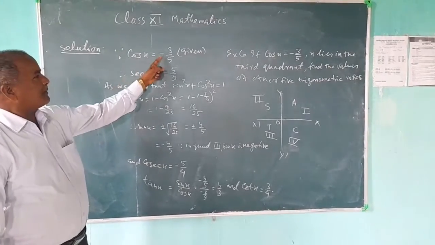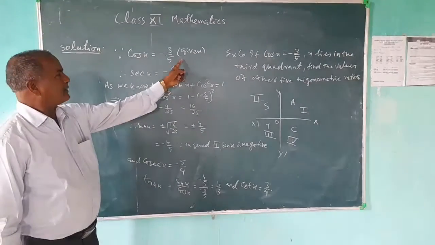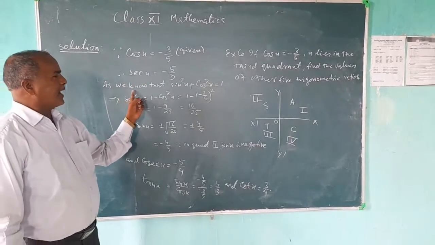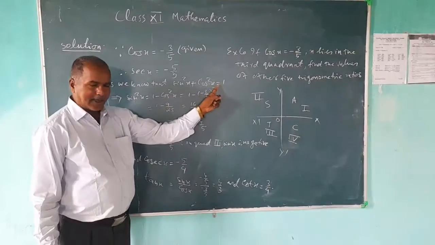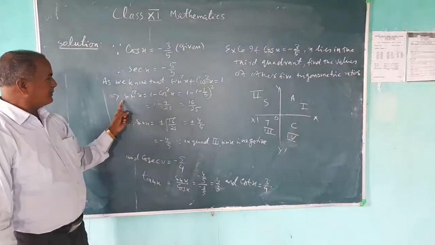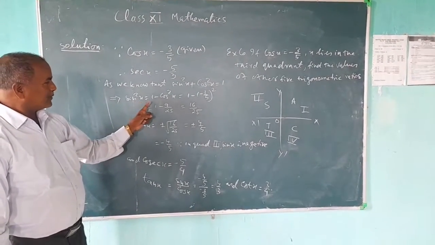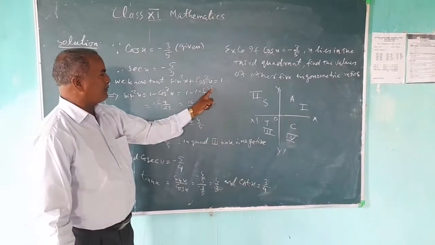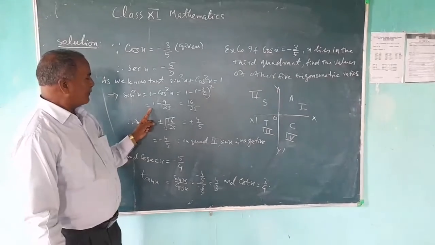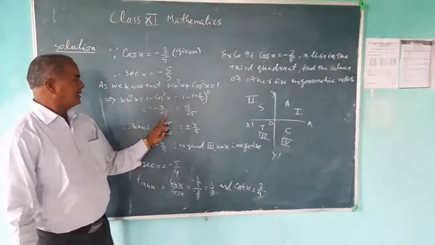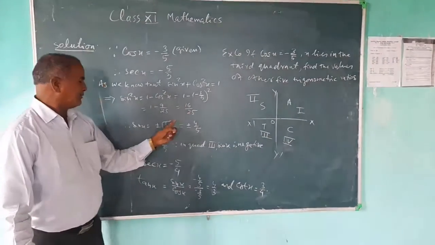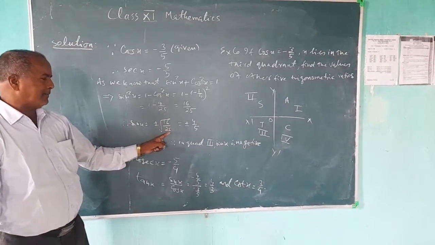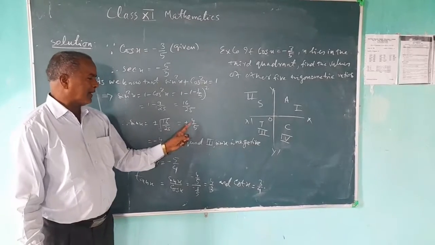Since cos x is equal to minus 3 by 5 is given, therefore sec x is equal to minus 5 by 3. As we know that sin square x plus cos square x is equal to 1, this gives sin square x is equal to 1 minus cos square x. This is equal to 1 minus 3 by 5 whole square, so this is equal to 1 minus 9 by 25. This can be written as 16 by 25. So sin x is equal to plus minus square root of 16 by 25, so this is equal to plus minus 4 by 5.